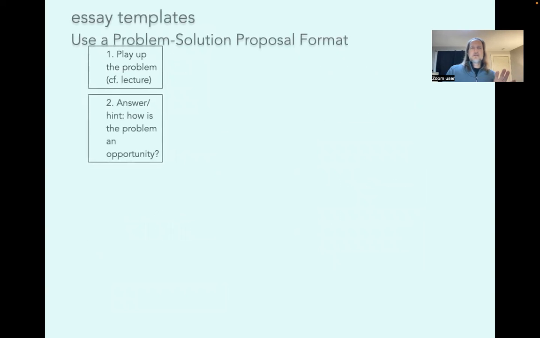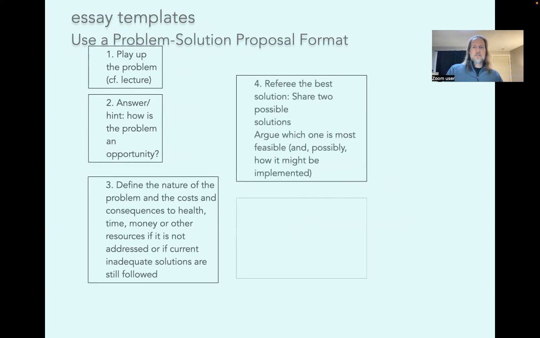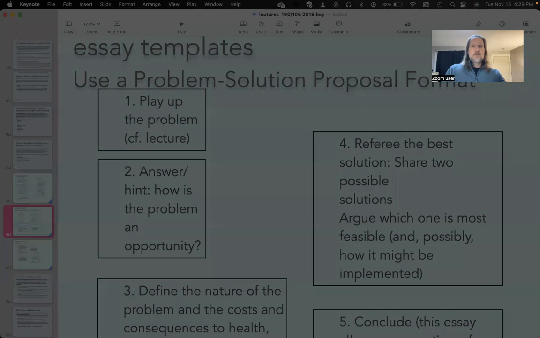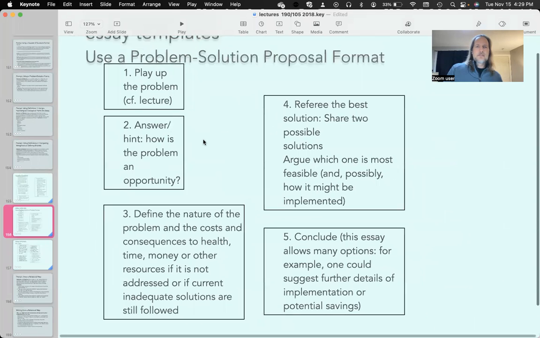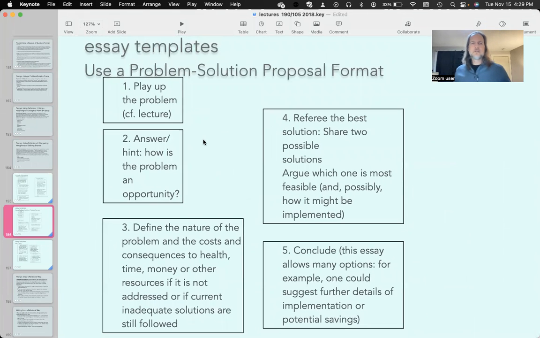Okay, let's move to the second possibility. Again, each of these is modular, something that can be done or not. So let's look at the problem-solution format. Playing up the problem is the first move, and you can cross-reference that to the lecture we talked about. Number 2 in the box, again, is this one or two paragraphs? Well, playing up the problem and hinting how it's a possibility or opportunity, those two boxes are generally going to be resolved in a 2-paragraph introduction. What we really did in last class, just transfer it in, or just tune it up a little bit and you're fine.